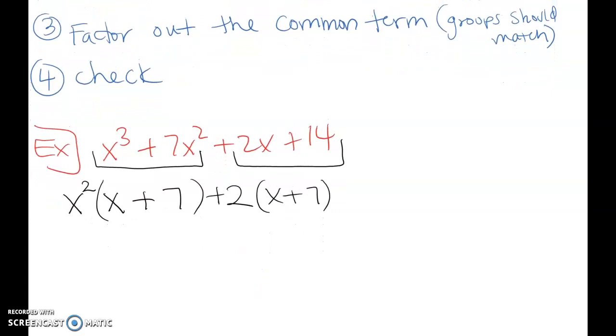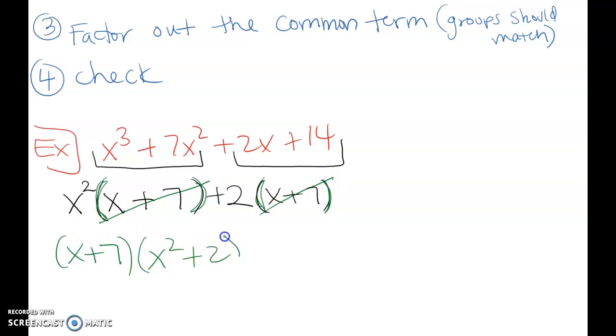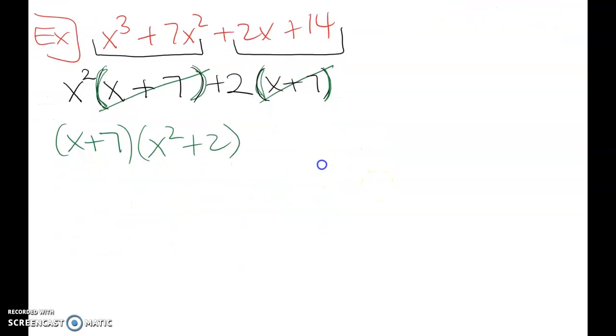So step 3 is to factor out the common term. The groups should match. So if you see, I'm talking about the groups here, this group and this group are identical. They each have an x plus 7. So if I take out the x plus 7, if I divide that out, I would get x squared plus 2 left. And now if I FOILed this, I would get the exact thing I started with up here. So let me show you another example of that.